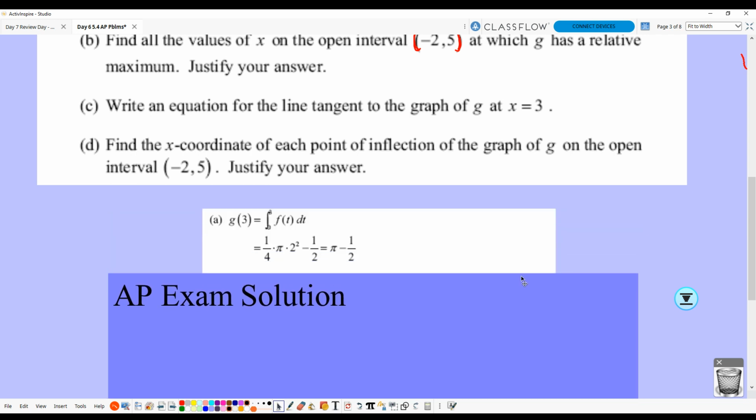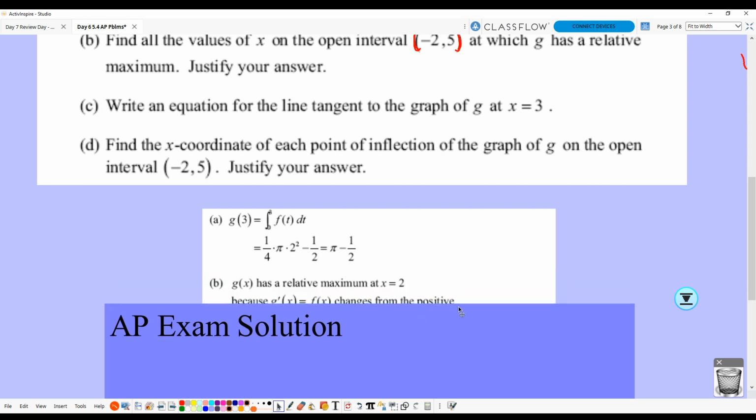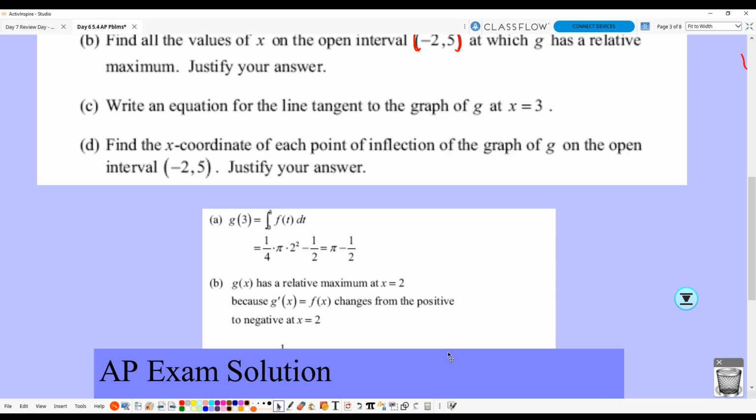Okay. First of all, you would have probably gotten 2 points for part A, getting that area correct. 2 points for part B to say the X value where the maximum occurs, and then some valid reason why. And again, you have to have this connection: they're asking about G, they gave you a graph of F, tie them together somehow. You needed to have that G prime equals F somewhere.